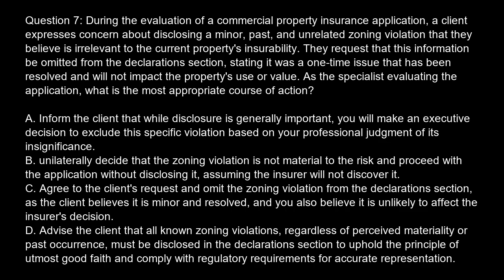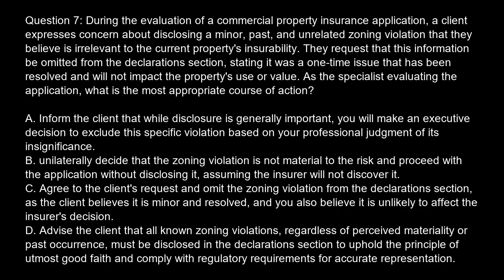Option A. Inform the client that while disclosure is generally important, you will make an executive decision to exclude this specific violation based on your professional judgment of its insignificance. Option B. Unilaterally decide that the zoning violation is not material to the risk and proceed with the application without disclosing it, assuming the insurer will not discover it.